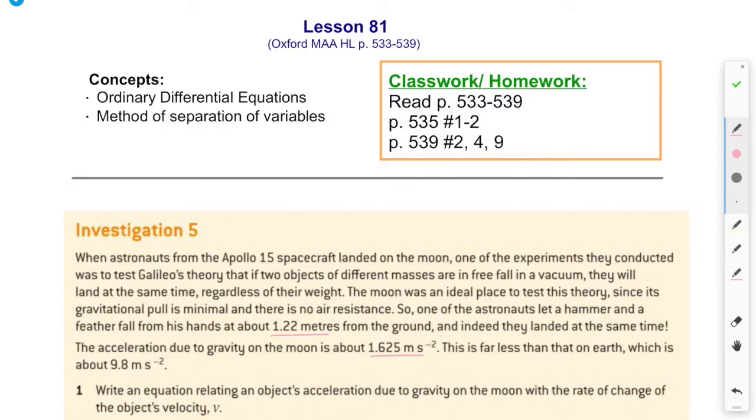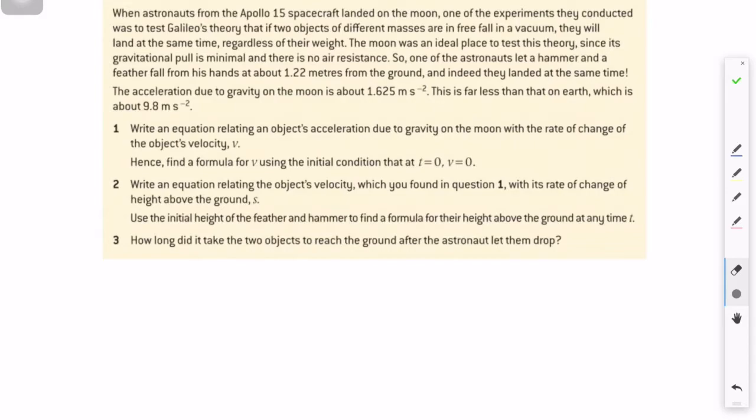Investigation 5. When astronauts from the Apollo 15 spacecraft landed on the moon, one of the experiments they conducted was to test Galileo's theory that if two objects of different masses are in free fall in a vacuum, they will land at the same time, regardless of their weight. The moon was an ideal place to test this theory since its gravitational pull is minimal and there is no air resistance. So, one of the astronauts let a hammer and a feather fall from his hands at about 1.22 meters from the ground, and indeed, they landed at the same time.